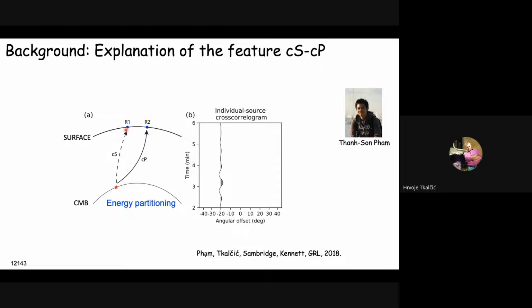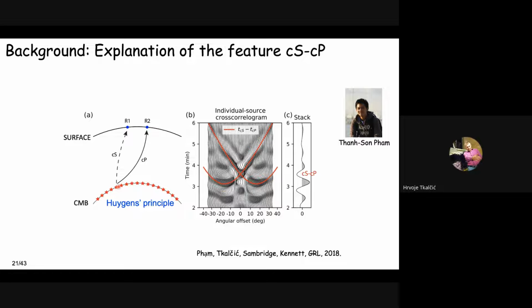When you compute the cross correlation, you're going to obtain this peak here. This is due to the similarity of P and S waves. Now, we also know that each point at the core-mantle boundary acts as a Huygens source, as a new source of energy, according to the Huygens principle.